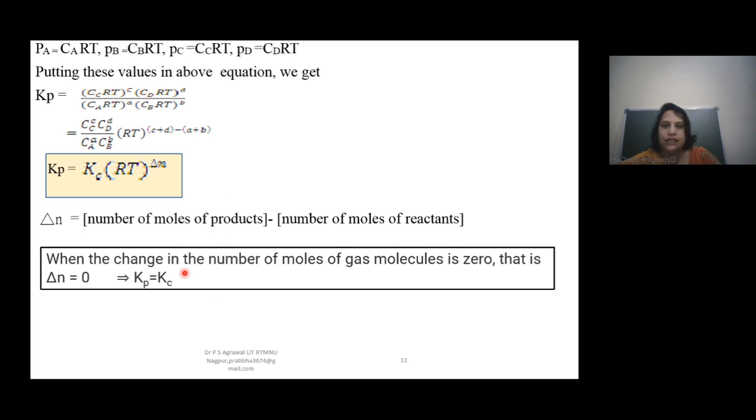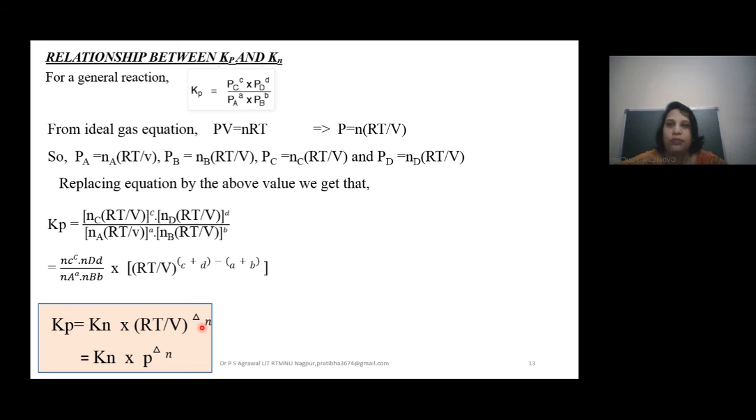Now if delta N is 0, then the power is 0, which means the factor is 1. That means Kp is equal to Kc. So when the number of moles in reactants and products is not changing, we can take the same value for Kp and Kc. Now we will see the relation between Kp and Kn.